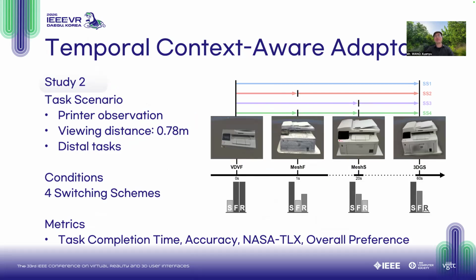The scenario is still planar observation. Participants complete distal tasks in the optimal viewing distance obtained from study 1. In each trial, there are 4 switching schemes considering different combinations of modalities. To flatten the curve in the R dimension and avoid keeping users waiting too long for a 3D modality, we introduce a new mesh F, which is a fast mesh modality, and the previous mesh condition is renamed as mesh S.